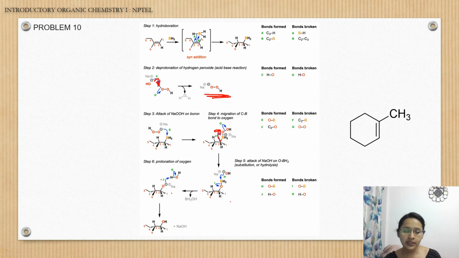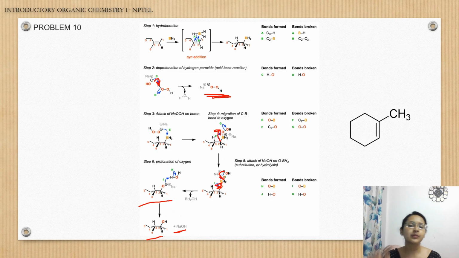Protonation then takes place. First, the attack of NaOH on the boron, then migration from CB to CO, so the CB bond is cleaved and the CO bond is formed. Again, the NaOH is present in the system because the system is basic, so OH minus will attack the boron and form the oxygen. This oxygen will again get protonated by the water and you will get this particular alcohol. At the place of BH2, you now have OH.